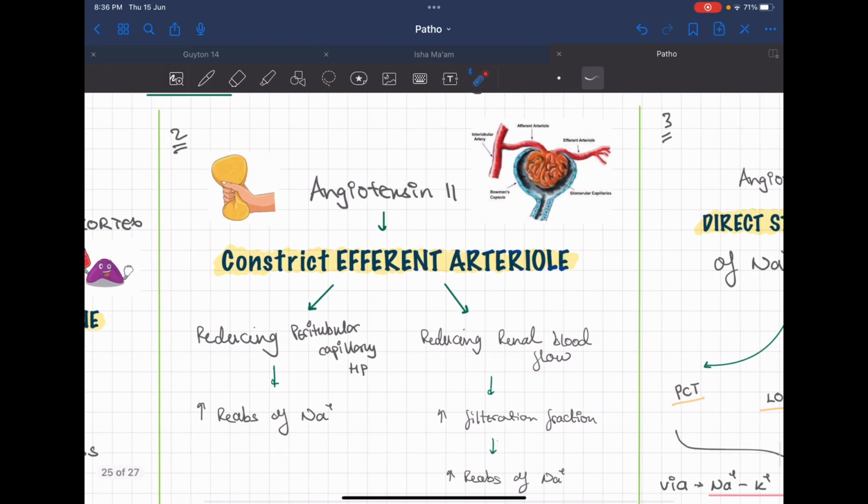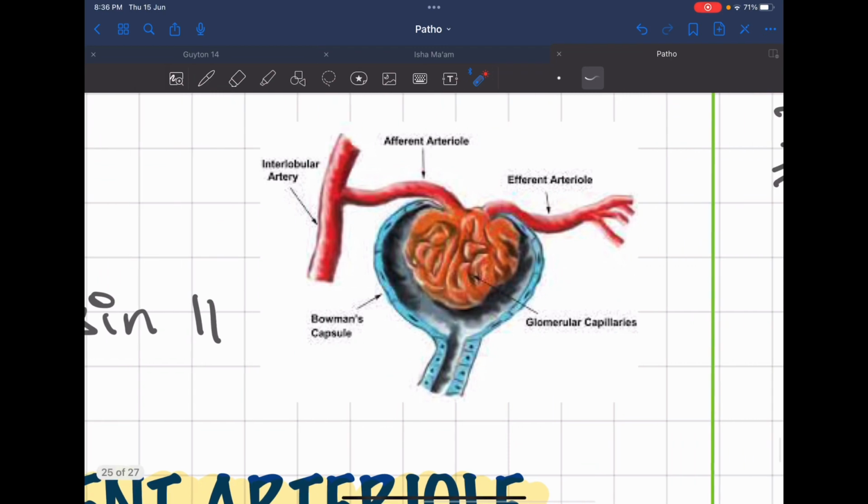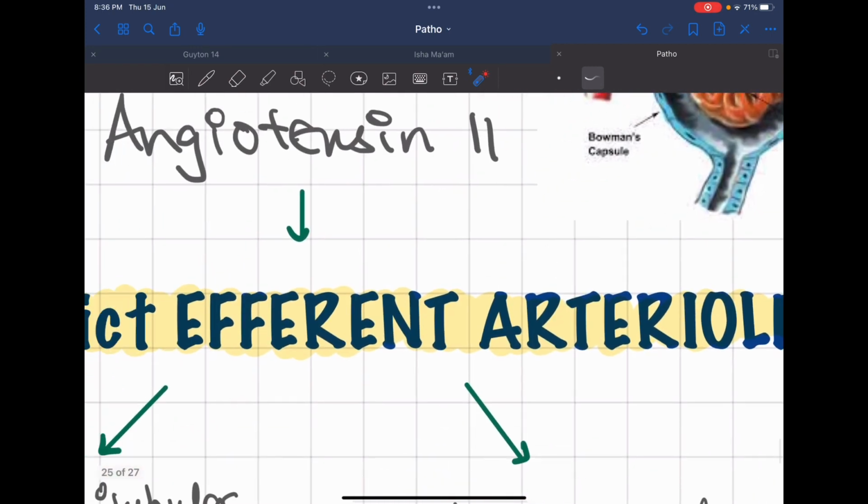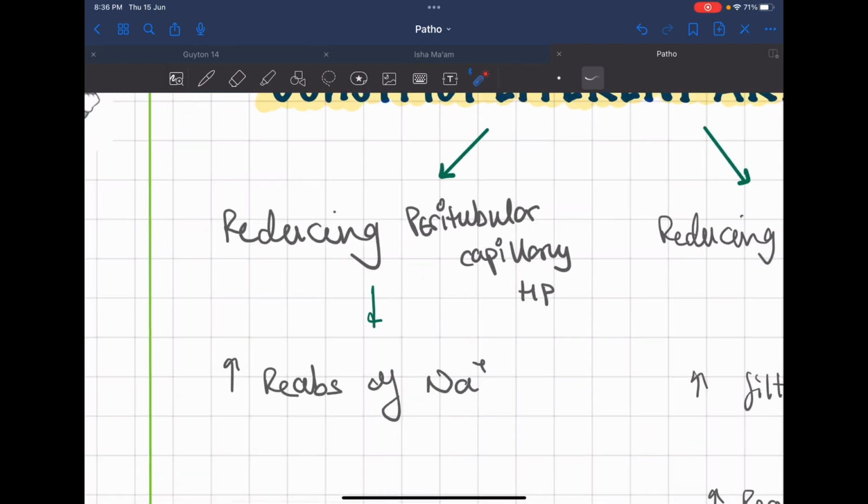The next method is by constriction of the efferent arteriole. Here we see there is a glomerulus, a Bowman's capsule, the afferent arteriole and the efferent arteriole. This gets constricted. Due to this constriction, there is reduced hydrostatic pressure in the peritubular capillaries. As we know, the function of hydrostatic pressure is to move fluid out of that capillary. So if that pressure is reduced, there would be accumulation of fluid in that region, and due to that there would be increased reabsorption of sodium.